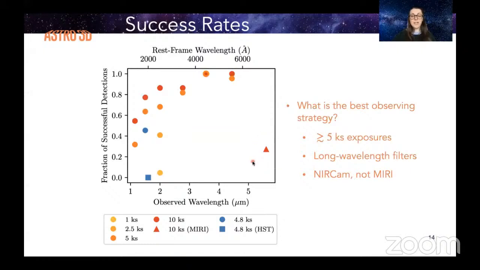And so we find that MIRI in this filter has a success rate of less than 30%. And so longer wavelength MIRI filters will have lower sensitivity and are likely to perform even worse. So what we find is that really NIRCam is the way to go in terms of getting a lot of successful detections of host galaxies.